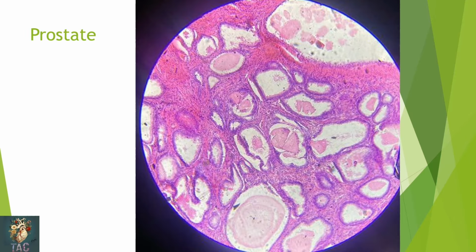So another slide with the H&E stain section of the prostate. You can see the glandular element containing a large number of prostatic concretions and the fibromuscular stroma.